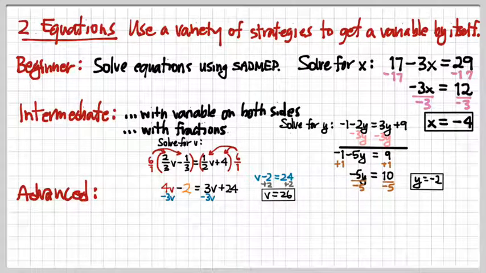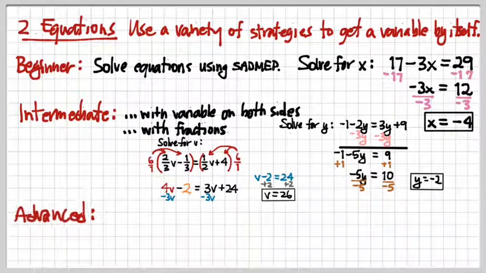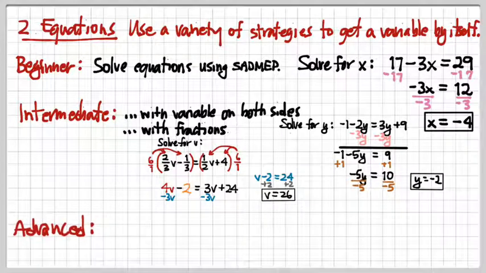Our advanced level skill is to implement these skills, so same skills that we've already had here, but to implement them in a case where our solution is not necessarily a number. So in all the examples we've seen so far, our solutions, our variables, come out to be numbers like -4 or -2 or 26. I just happen to choose examples where those are all whole numbers, but that doesn't always have to happen, right? Our answers could be fractions.